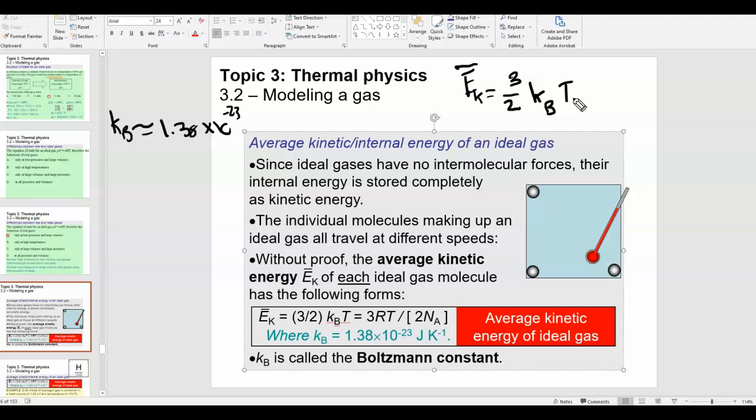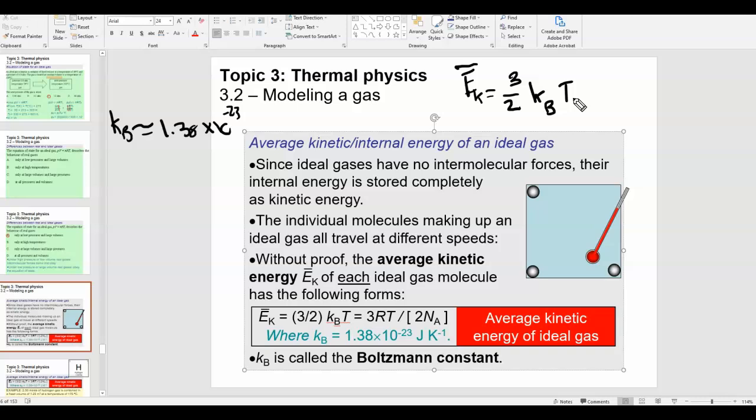I've said this before, but when you're doing an equation that has a T in it, the T must be in Kelvin. If it's delta T, it could be Kelvin or Celsius, but T temperature has to be in Kelvin. So this would be the temperature of the gas in Kelvin. Right, so 3 halves times Kb times T. In other words, as long as you know the temperature in Kelvin of the gas, you can find the average kinetic energy of a single gas particle.